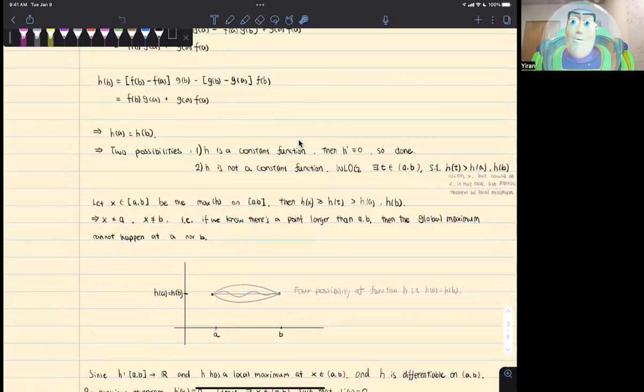And by definition of the local maximum, since x is a local maximum, within that neighborhood it must be the maximum, which means h(x) is larger or equal than h(t). Therefore, because h(t) is strictly larger than h(a) or h(b), that means h(x) must be strictly larger than h(a) and h(b).